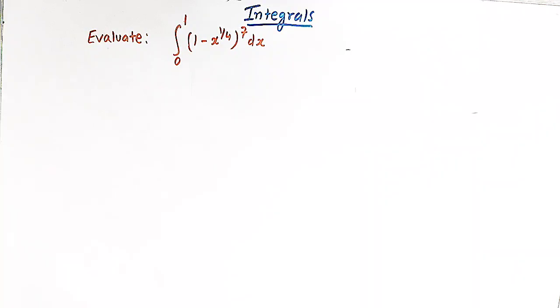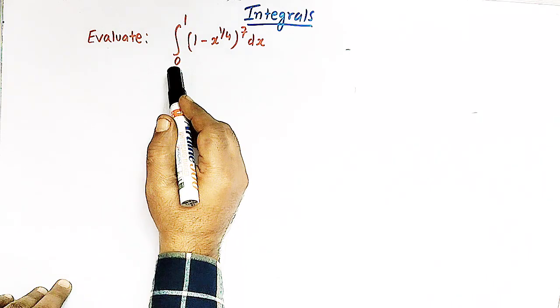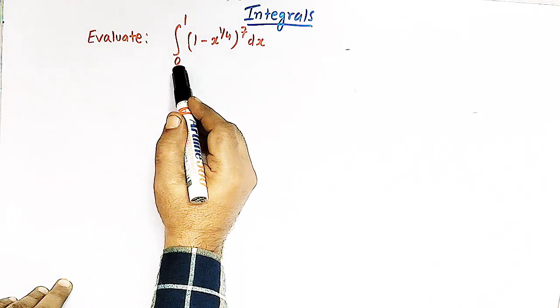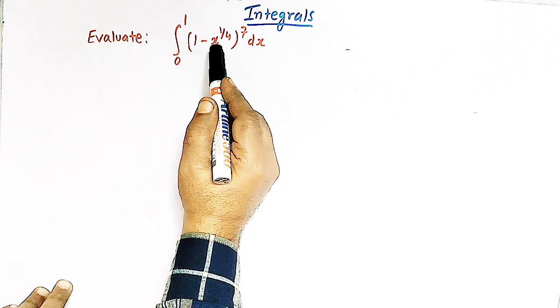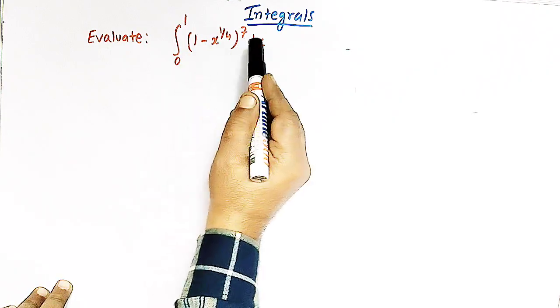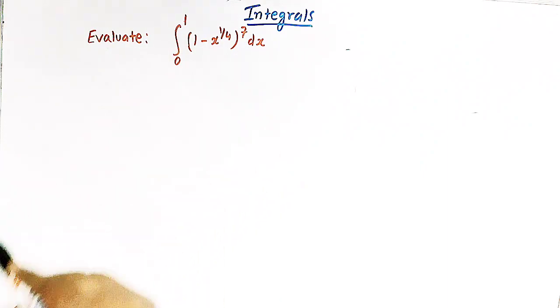Hello viewers, in today's session we are going to discuss another important problem from the concept of beta and gamma functions. And in this class we are going to discuss this integral where we have the limits from 0 to 1 and the integrand is (1 minus x^(1/4))^7, right?